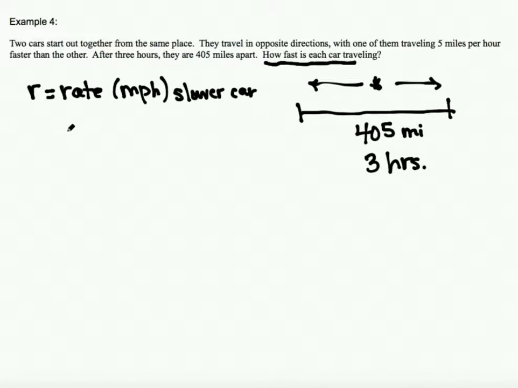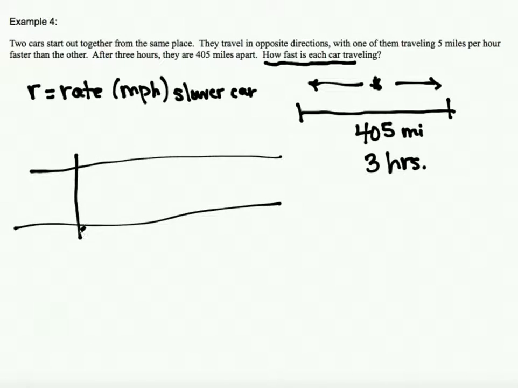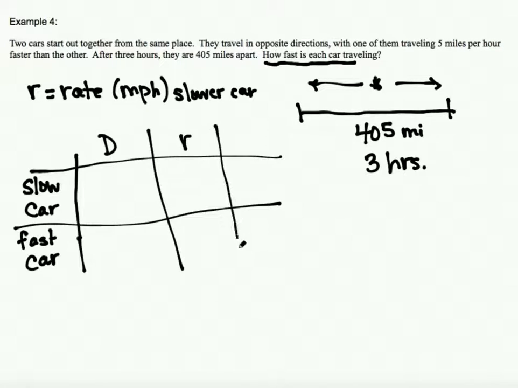Now, once I have that established, I'm going to head down and set up my chart. I have my slow car, and my other one I'll label as my fast car. Make sure you distinguish between the two, or it's going to get confusing. We know we're going to have distance, rate, and time. Okay, so let's fill in exactly what we know.